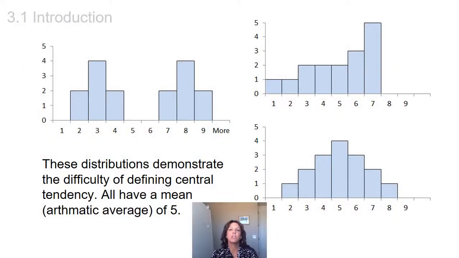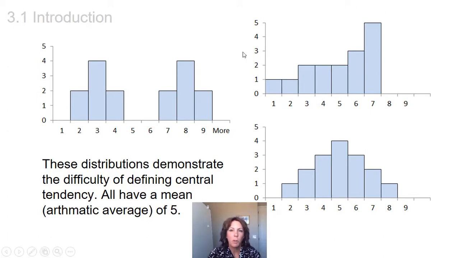Let's take a look at these three different distributions. You know what? They all have a mean of 5. If you take the arithmetic average, it's 5 for all of these distributions. But as we look at the first distribution on the left-hand side, which is a bimodal distribution, there's not even one person who had a score of 5. But yet if you average these scores, you get an average of 5. So 5 is not the best representative score. It's not the most typical score in this distribution.